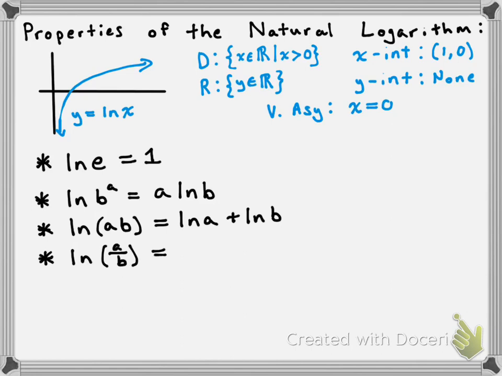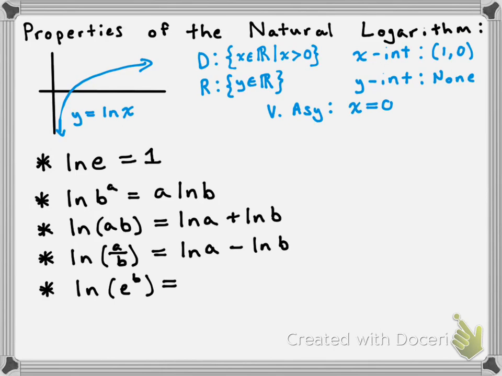Okay, along the same lines, if we're taking the ln of a over b, well, in this case we have what we call the quotient rule of logarithms, and that means I should be able to write that as the ln of a minus the ln of b. And just like in the last case, this is only going to work as long as both a and b are positive numbers.